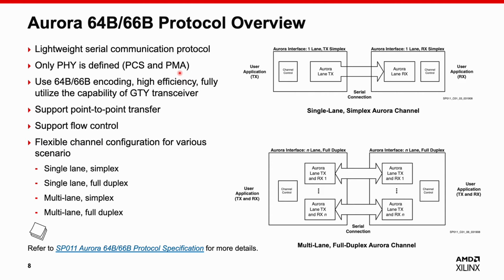Aurora protocol uses the highly efficient 64/66 encoding to provide high-throughput communication with flow control, and is very flexible in the channel configuration for various scenarios. You can implement unidirectional or bidirectional communication with different channel number configurations.